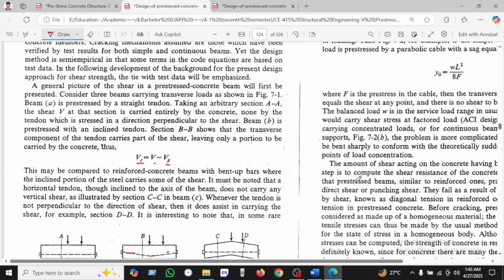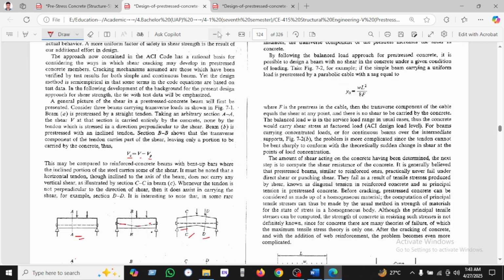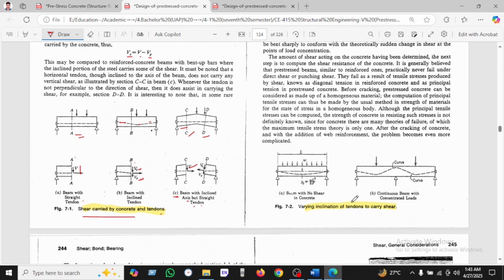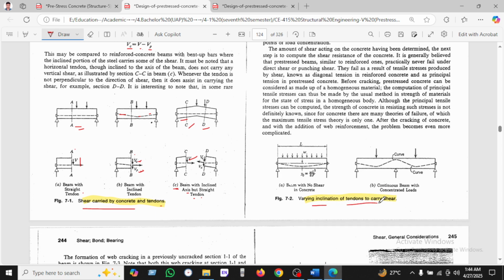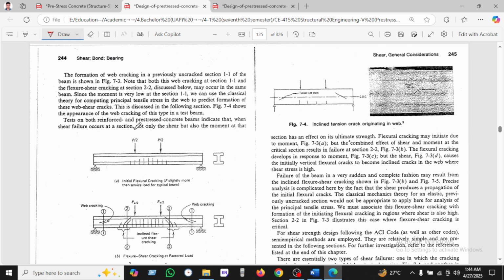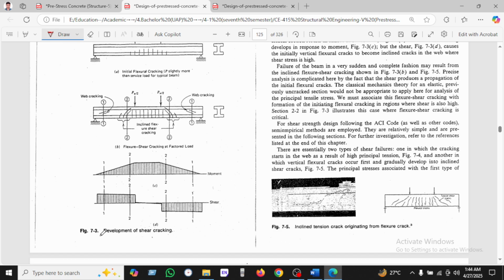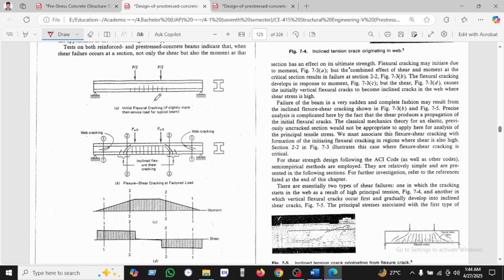Okay, so let's see here in this book. You can see the beam inclined and tendon carrying shear. You can see here the beam with no shear in concrete. There is no shear, and a continuous beam with concentrated load. This is the concentrated load, and prestressed steel. These are the development of the shear cracking. I have already discussed this.